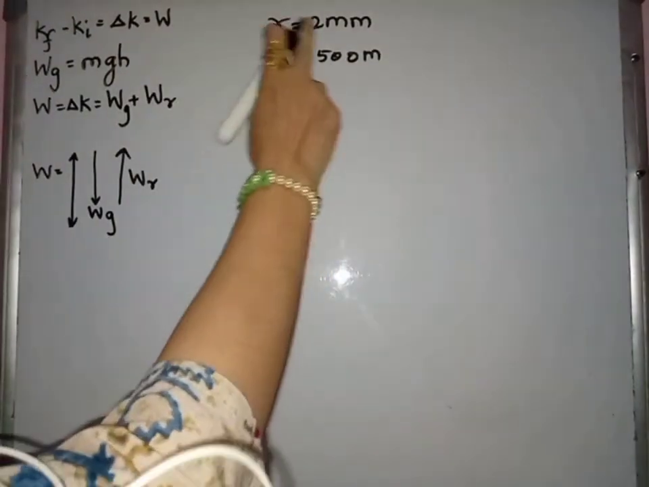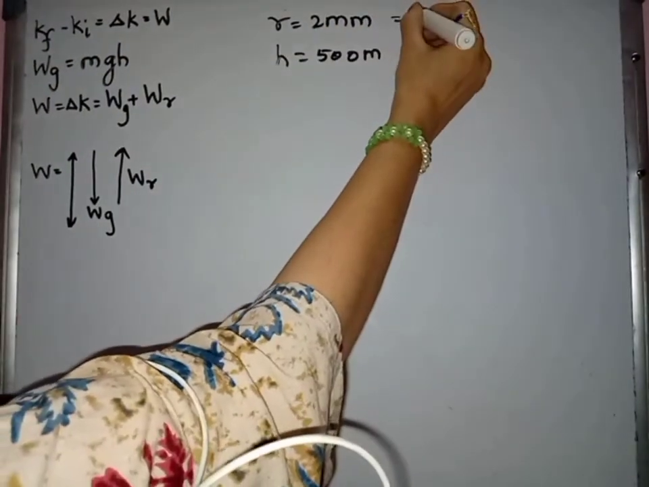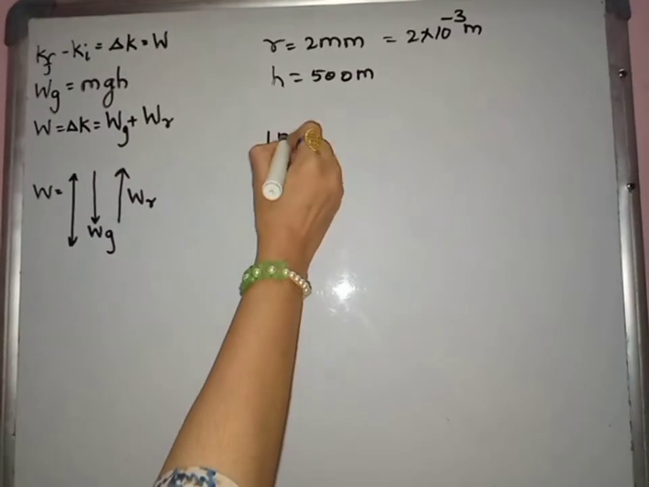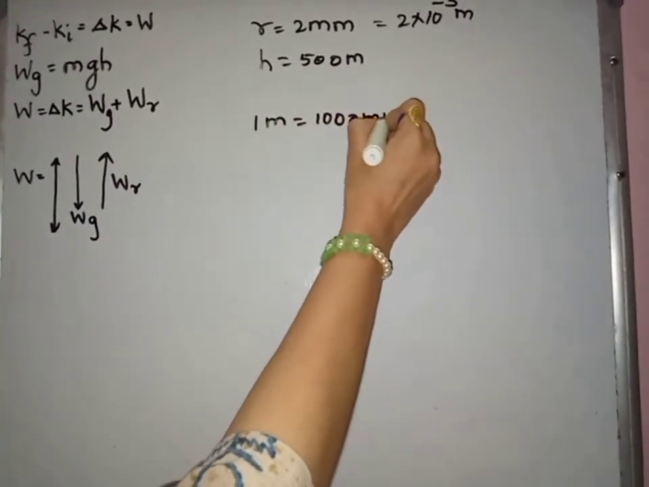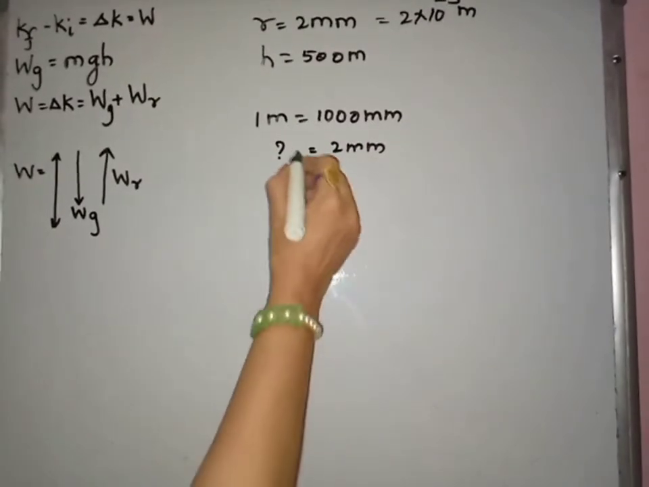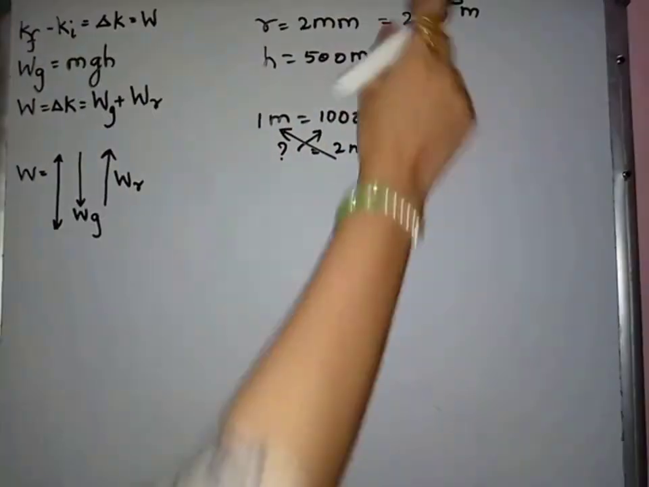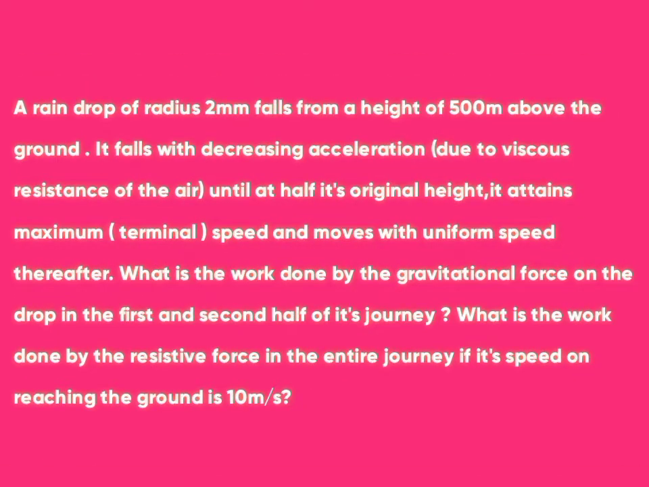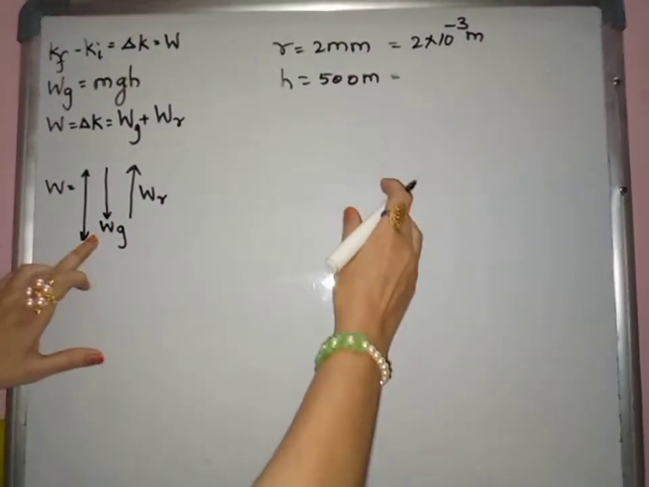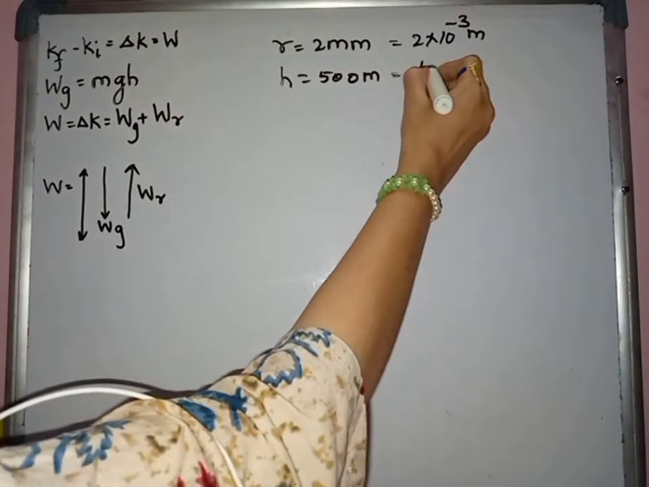Now when we convert the radius from millimeters, we get it as 2 into 10 to the power minus 3 meters. 1 meter is equal to 1000 millimeters. So 2 millimeters is equal to how much? You cross multiply and you get this answer. Now let us read the problem again. It falls with decreasing acceleration until at half its original height. It attains its maximum speed and moves with uniform speed thereafter. Given half its height, we have to calculate the work done by gravitational force up to half its height.